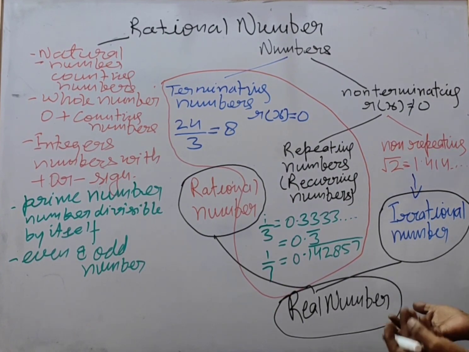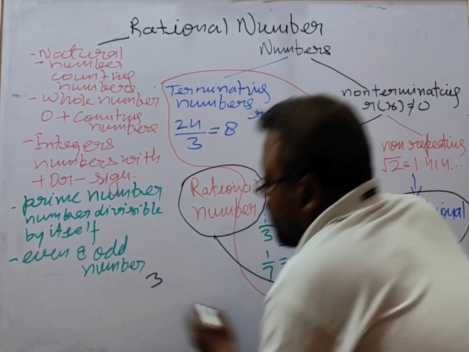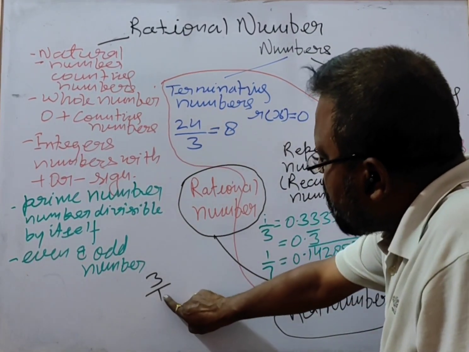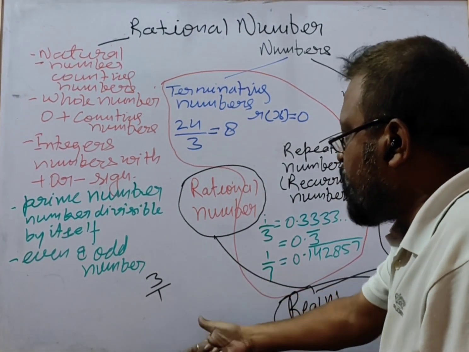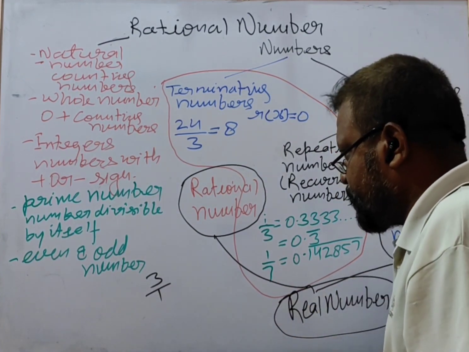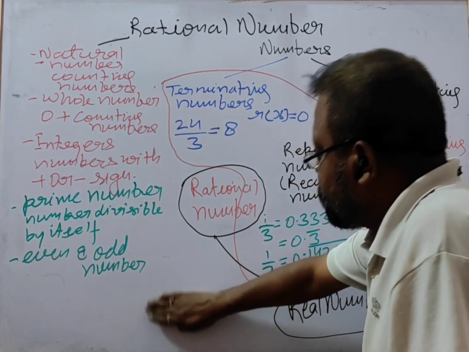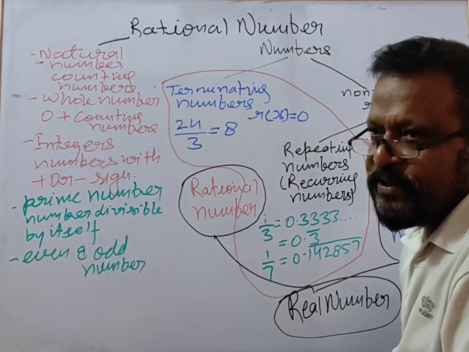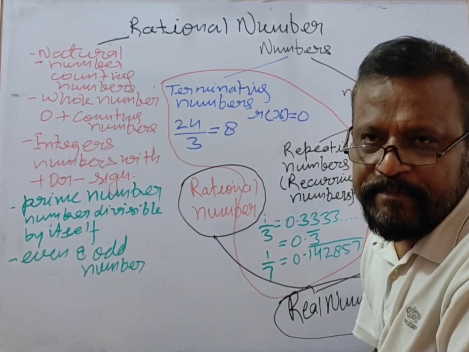And yes, they are rational numbers also. Suppose you have 3, right? We can put 1 in the denominator. If we put 1 in the denominator, the value is not going to change. So we can put 1 in the denominator of any number, and then it turns out to be a rational number, right?